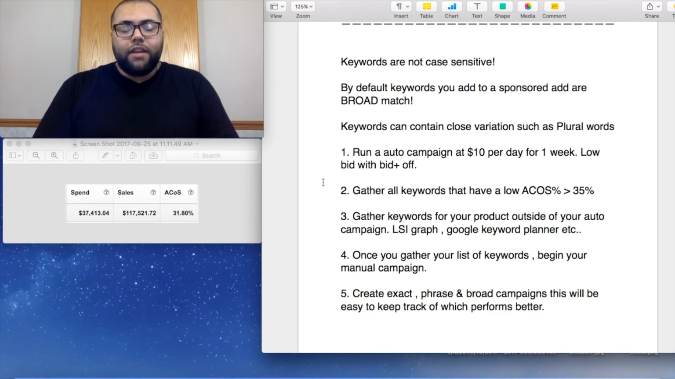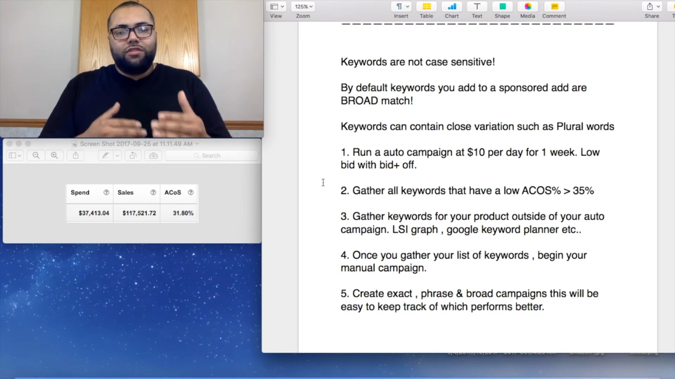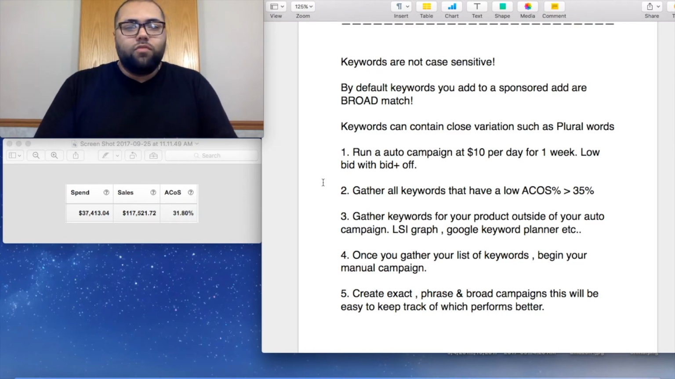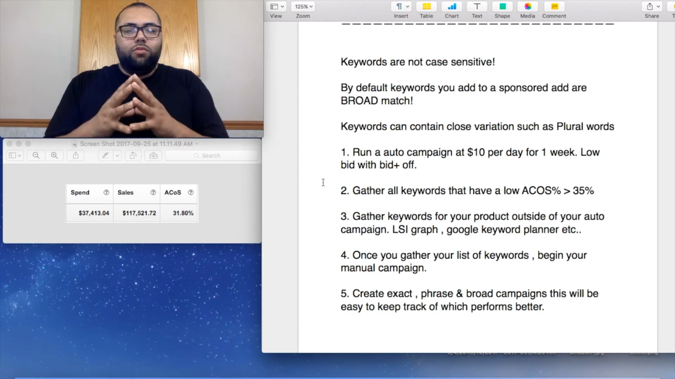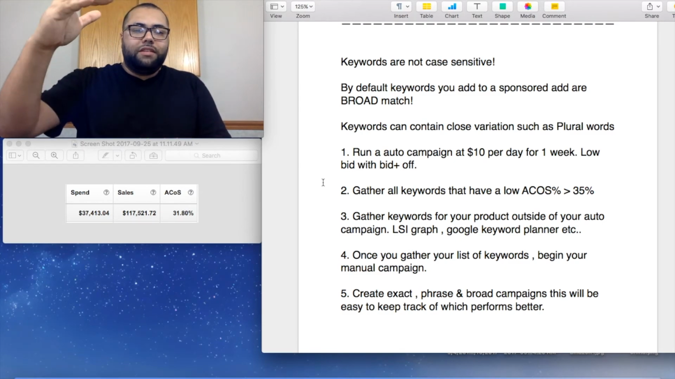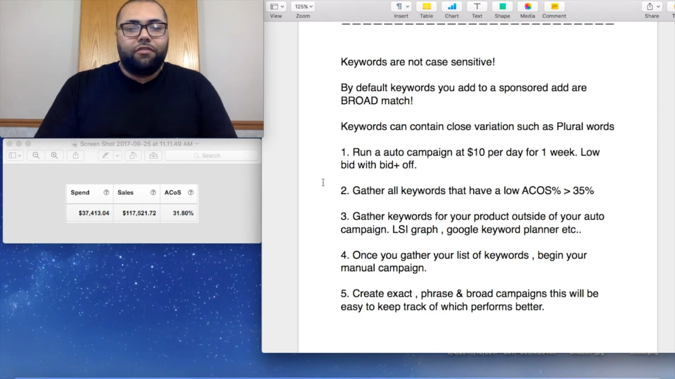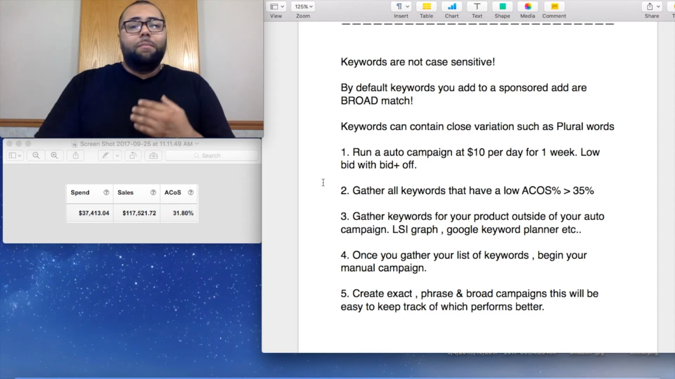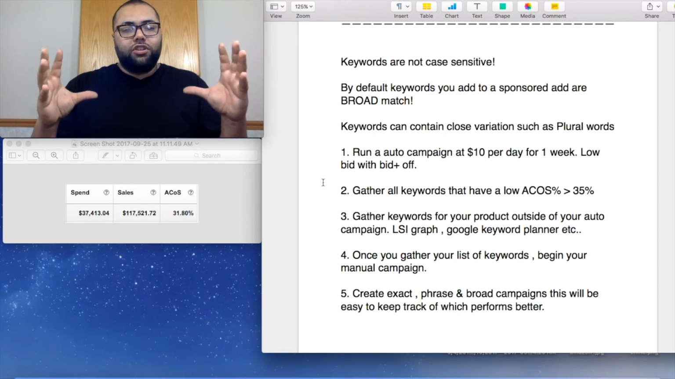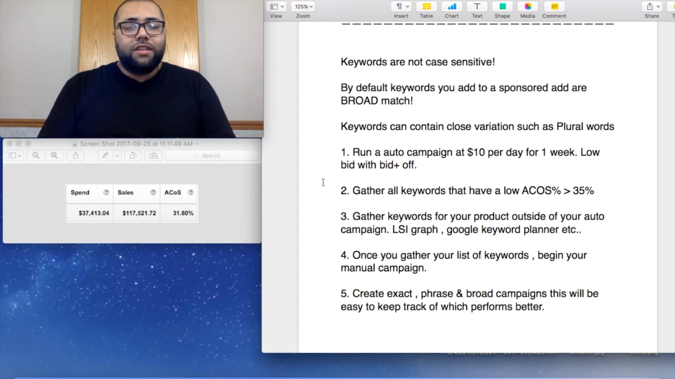It's free. Number 4, once you gather your list of keywords, begin your manual campaign. I usually shoot for 50 to 100 keywords to start off. Maybe you have a really small non-competitive niche or a niche that's new. Maybe you can't get 100 keywords, but I shoot for 50 to 100. You want to get the most keywords in the beginning because you want to do your split testing. You want to see how those keywords perform, and you want to eliminate the ones that are not performing. You can also find negative keywords by scraping to find the most keywords that you can. Negative keywords help drive your ACOS percentage down and your profits up.